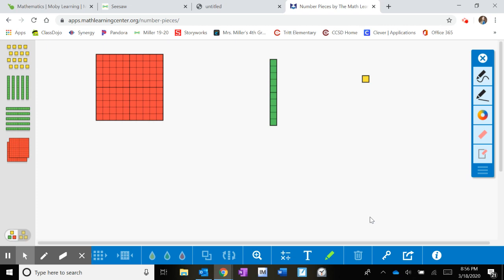Everybody. So today for math, we are going to take our study of decimals one step further, and we're going to be comparing decimals to 1/2.